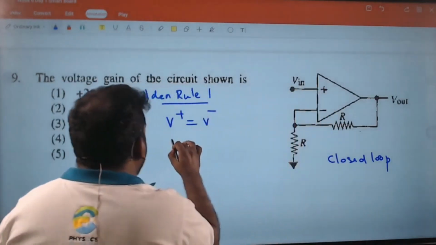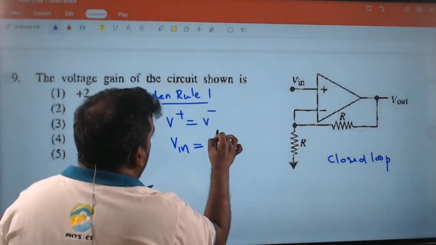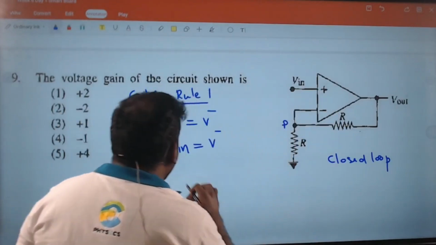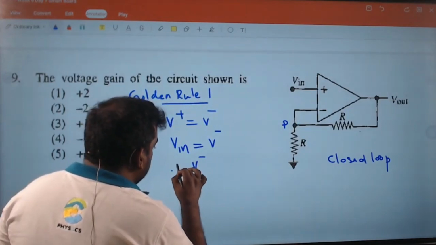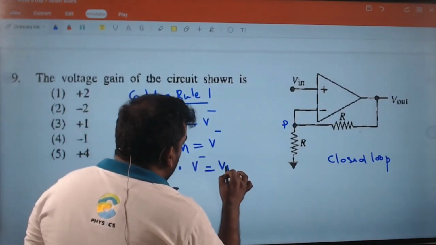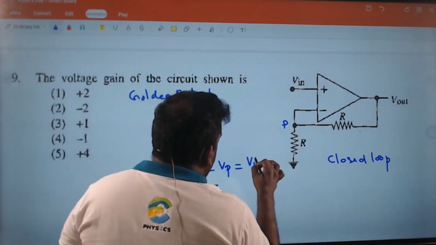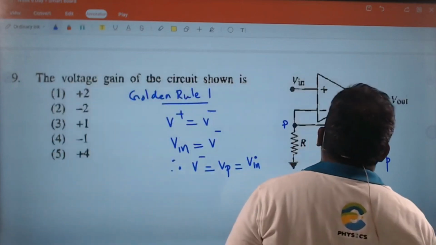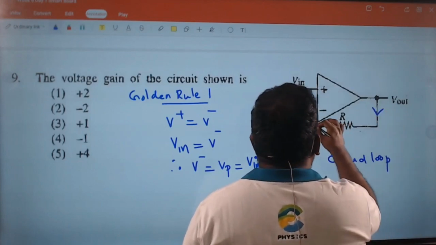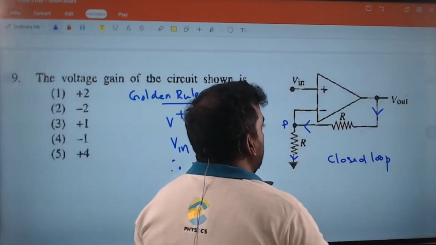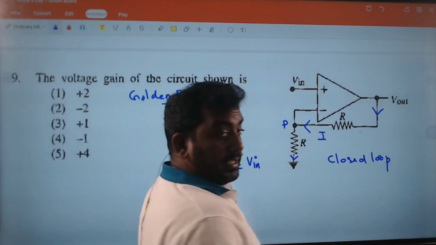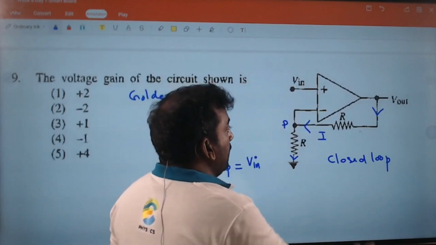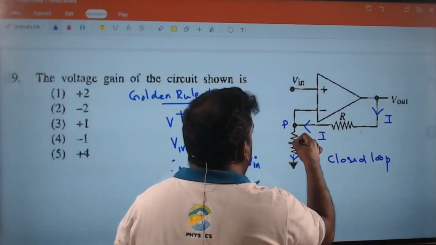Now V plus is equal to V input, that is equal to V minus. V minus is connected to this point P. Therefore, V minus equals Vp equals V input. Right, voltage input. Current travels from high potential to low potential. Let's say current is traveling this way. Why? Input resistance is infinite, no input current. So all the current that is coming this way will go across that.